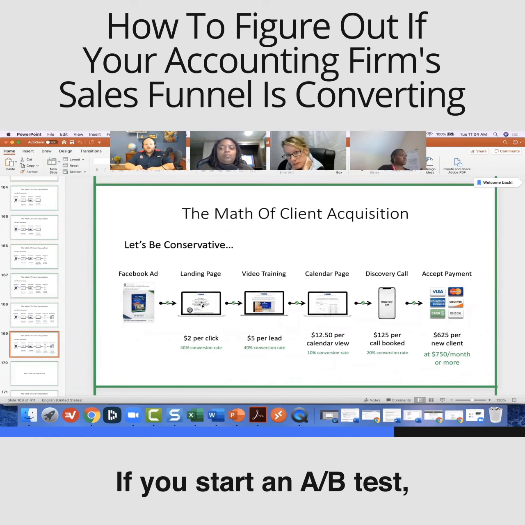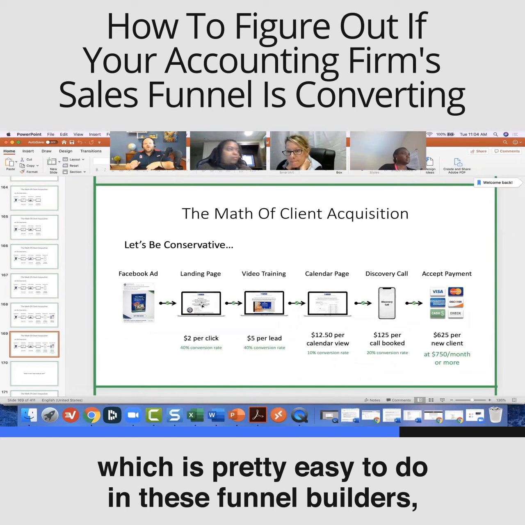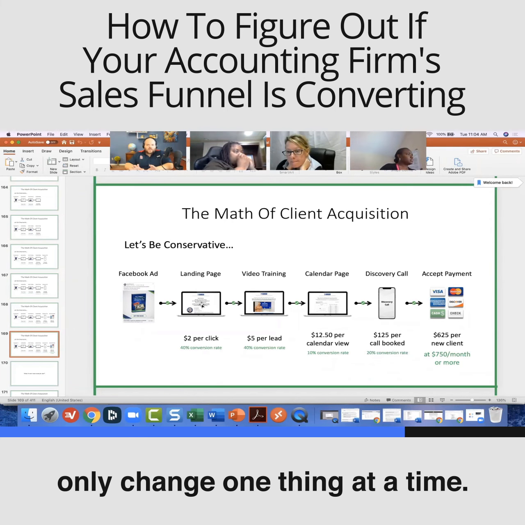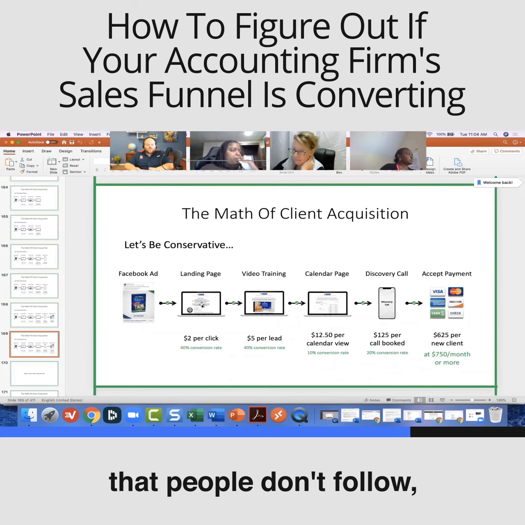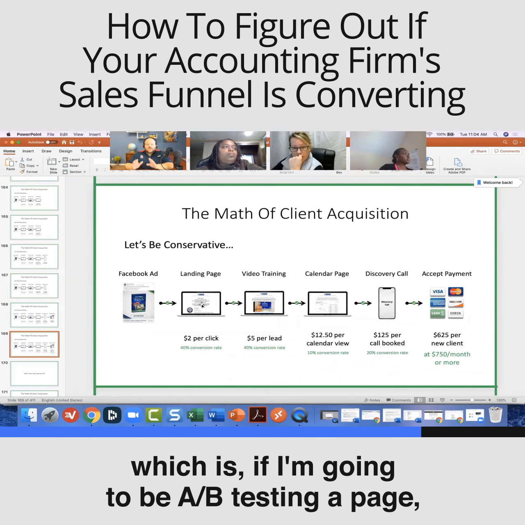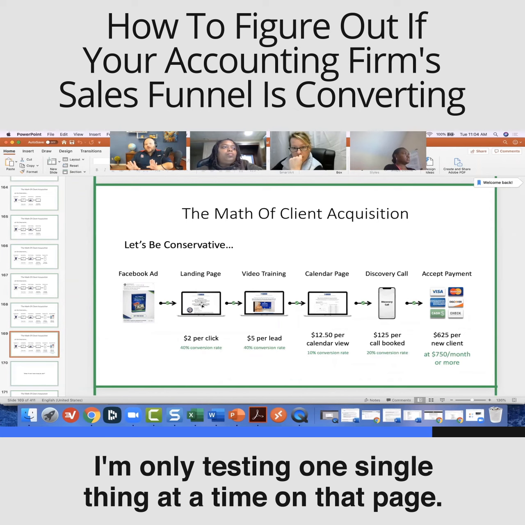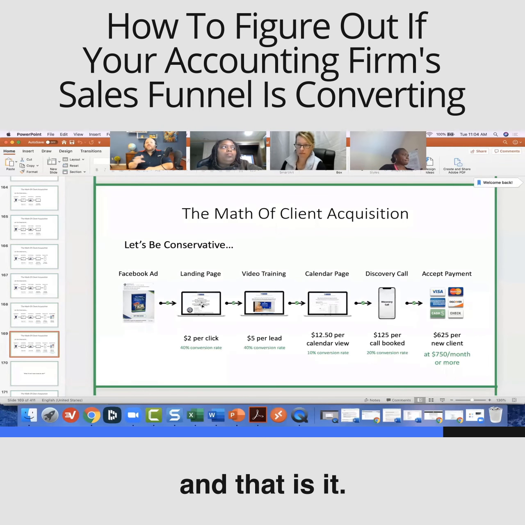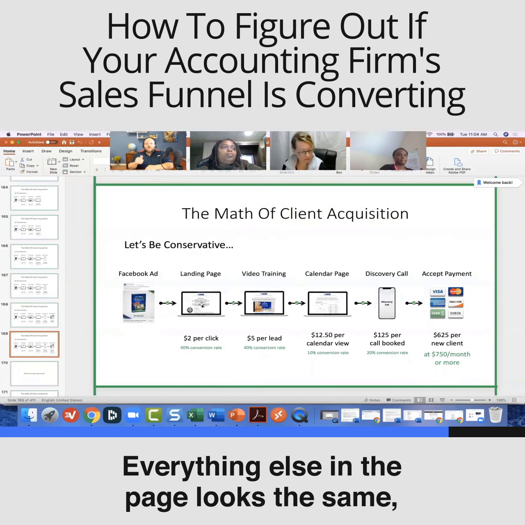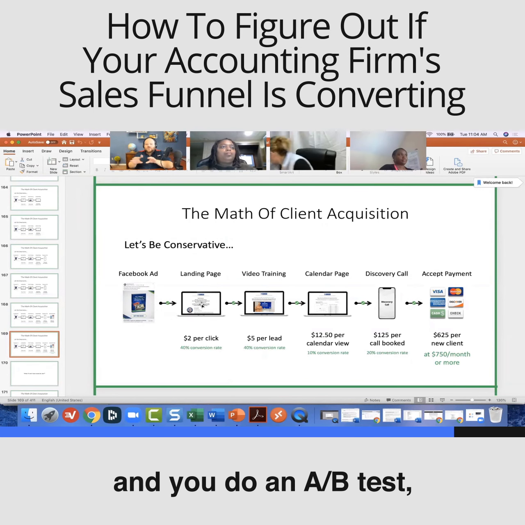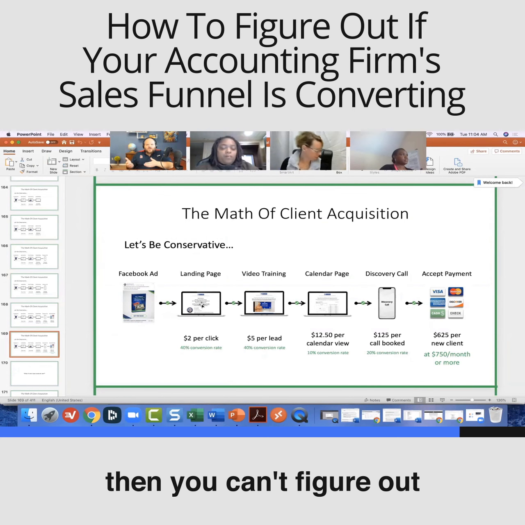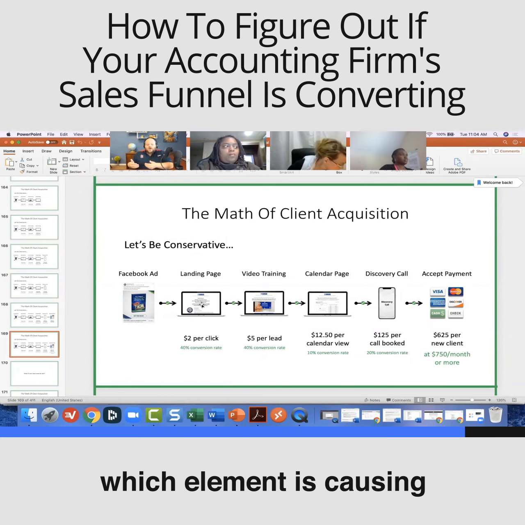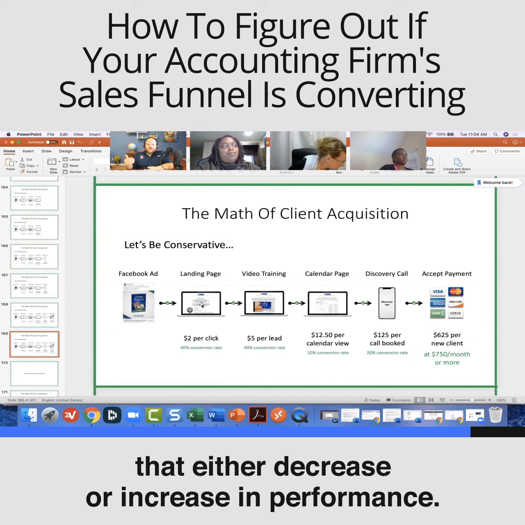If you start an A/B test, which is pretty easy to do in these funnel builders, only change one thing at a time. Okay, huge important rule that people don't follow, right? If I'm going to be A/B testing a page, I'm only testing one single thing at a time on that page. So I might be testing the color of the button, and that is it. Everything else on the page looks the same. Because if you change multiple elements on a page and you do an A/B test, then you can't figure out which element is causing that either decrease or increase in performance.